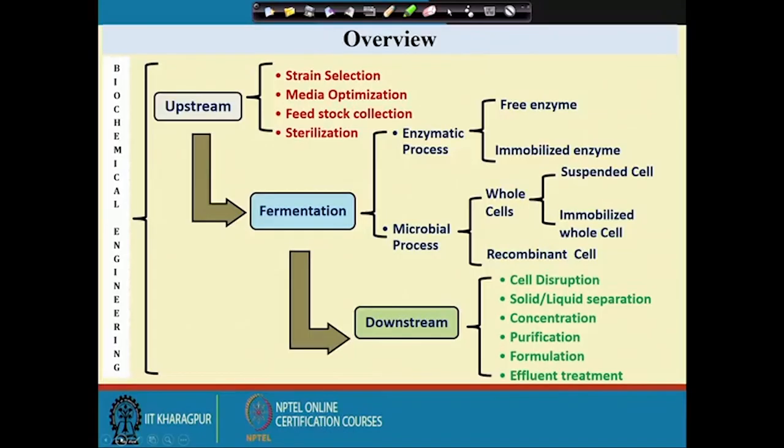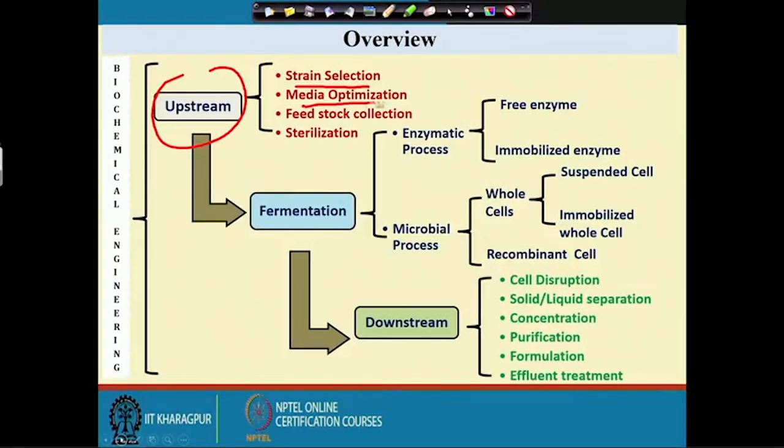Now, the overview of the course is like this. I told you that upstream processing deals with the strain selection, because the kind of microorganism that is available is in two different forms. One is the wild strain, and the other is the industrial strain. Wild strains we cannot use for industrial fermentation processes because they are very unstable, and industrial strains have genetic stability, so they have reproducible characteristics. Medium optimization is another, and feedstock collection and sterilization.